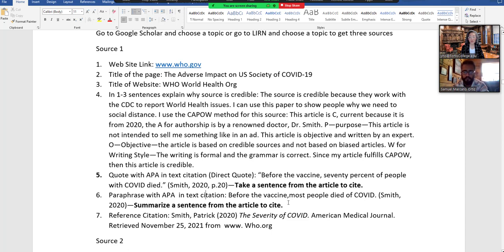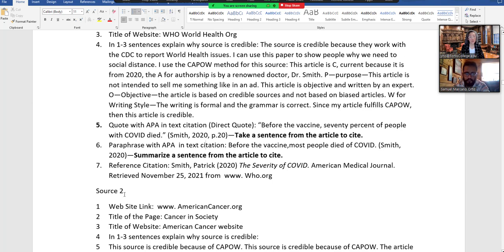And so, before the vaccine, most people died of, so I paraphrased it. And you don't need quotation marks, you don't need a page number, and you just put in the author's name and the date. Then your reference citation comes at the end of your paper. See how it matches Smith and Smith, Patrick, 2020. Your dates should also match.